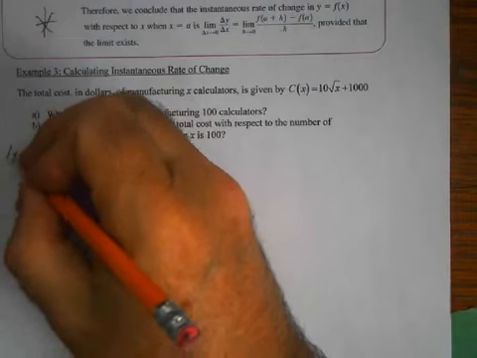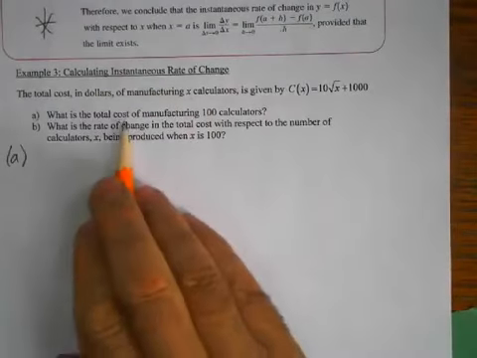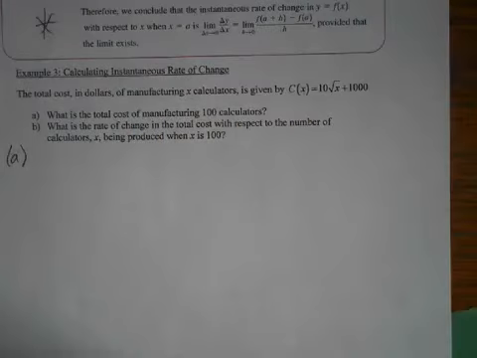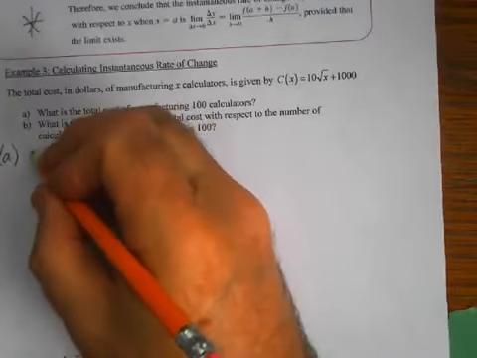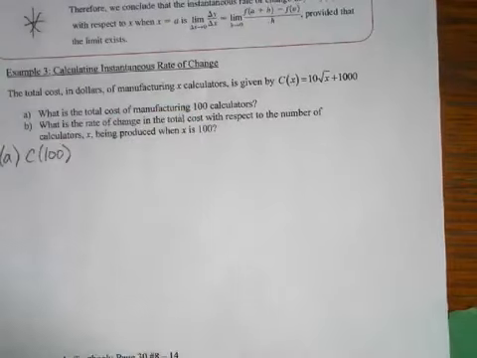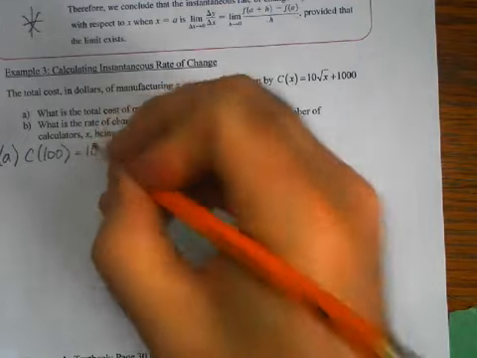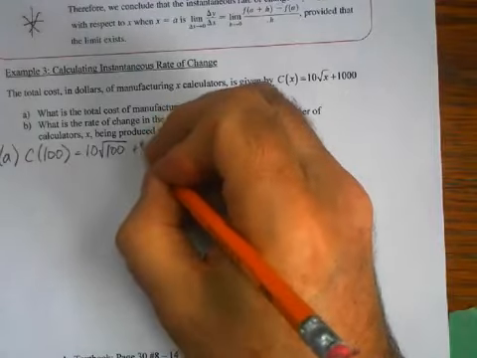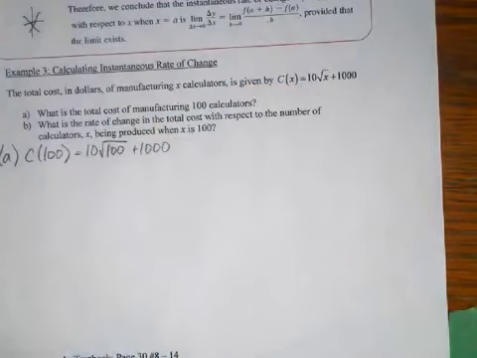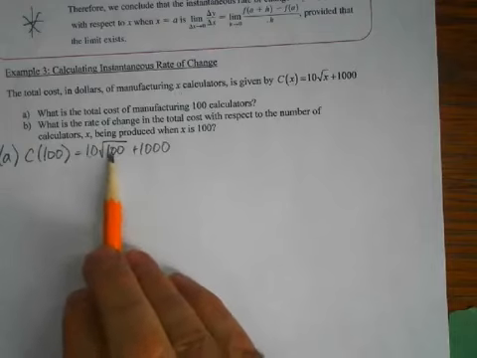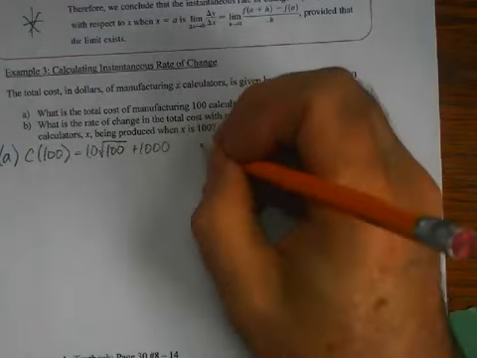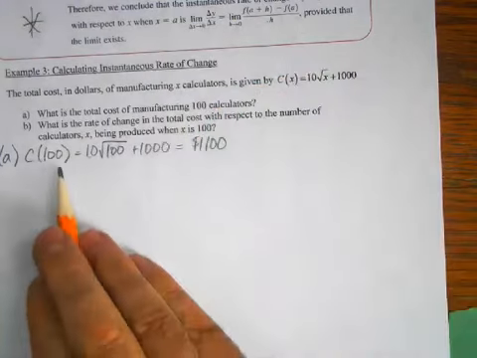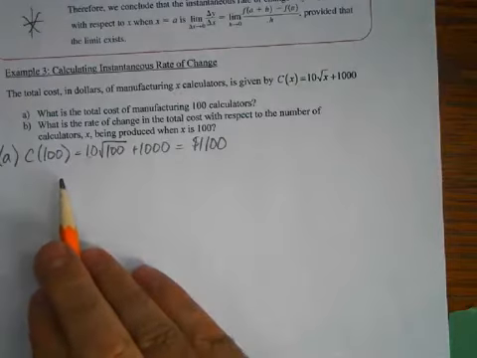Okay, so the first part is basically using the formula. There's nothing about rate of change in the first question. What is the total cost of manufacturing 100 calculators? So that's simply C of 100 is equal to 10 times the square root of 100 plus 1,000. You could do this in your head. Square root of 100 is 10. 10 times 10 is 100, plus 1,000. So that's $1,100. So it costs them $1,100 to make 100 calculators.